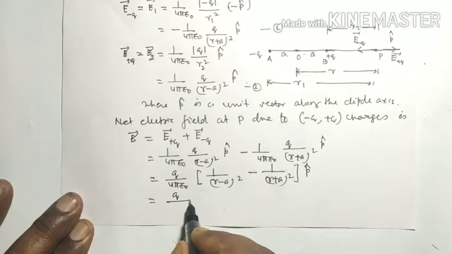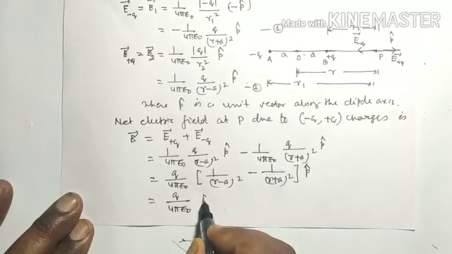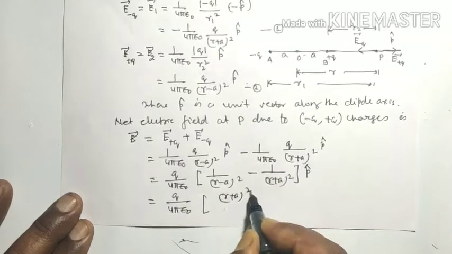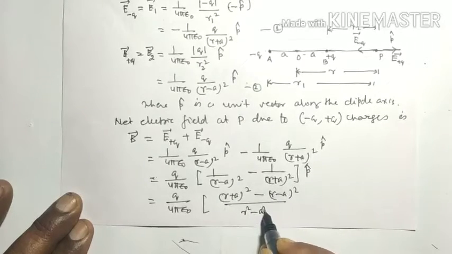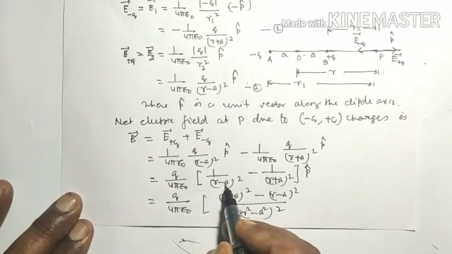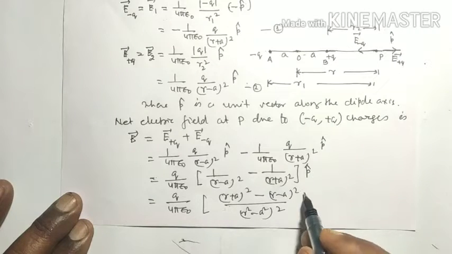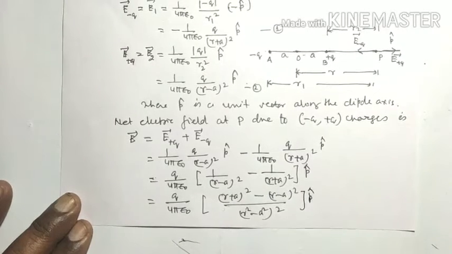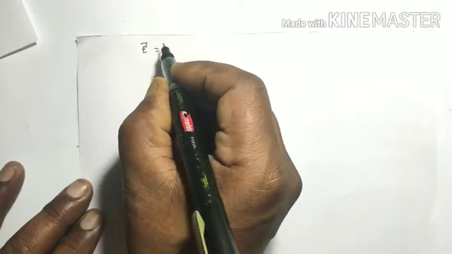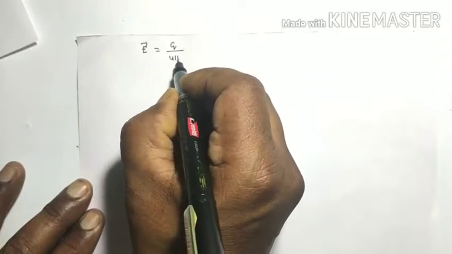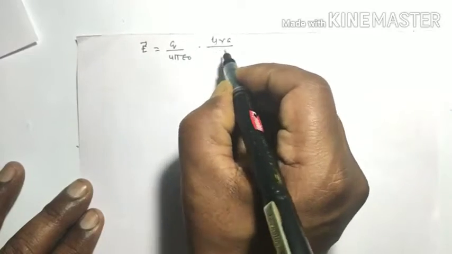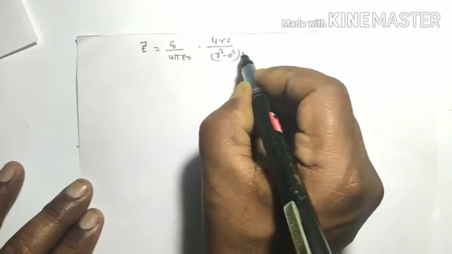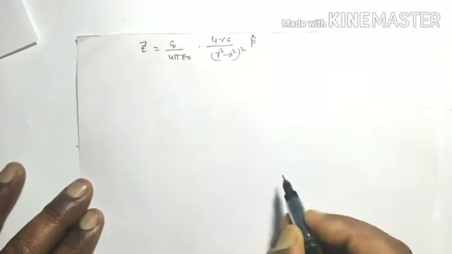And this is equal to Q by 4 pi epsilon 0 R plus A square minus R minus A square divided by R square minus A square whole square, R minus A into R plus A, R square minus A square whole square into P cap. Now E equal to Q by 4 pi epsilon 0 into 4RA divided by R square minus A square whole square into P cap.